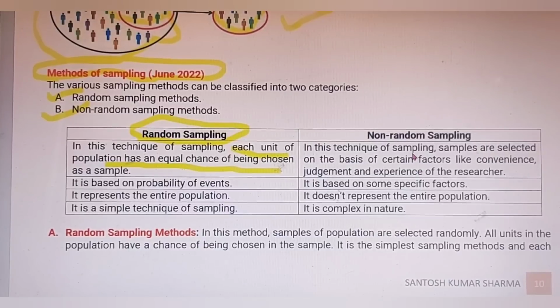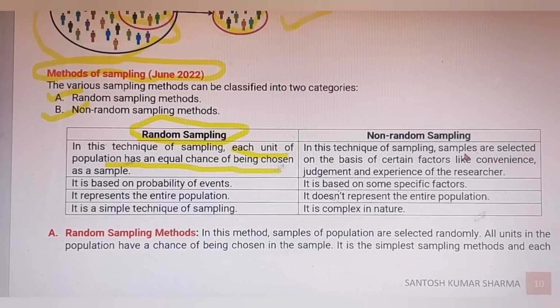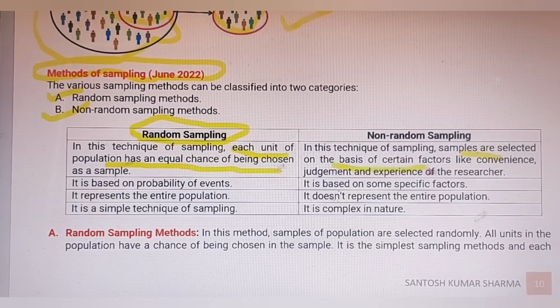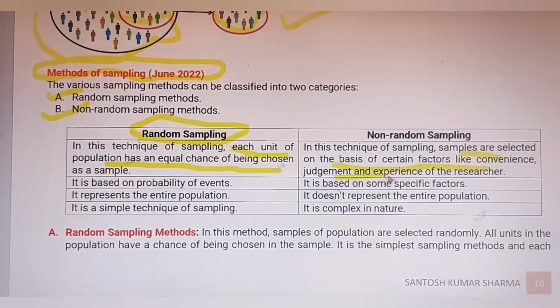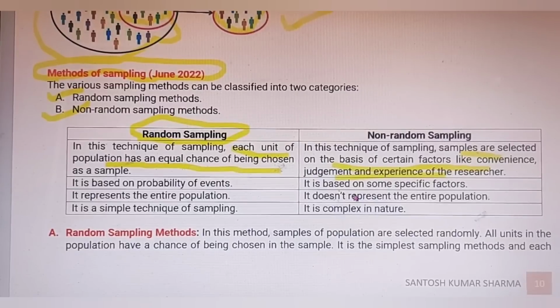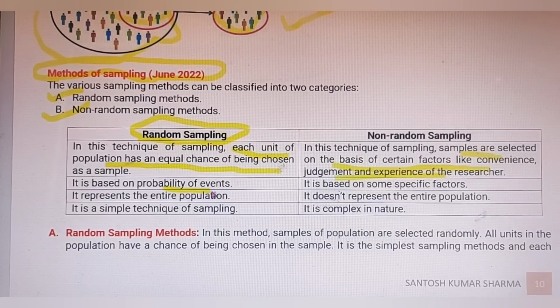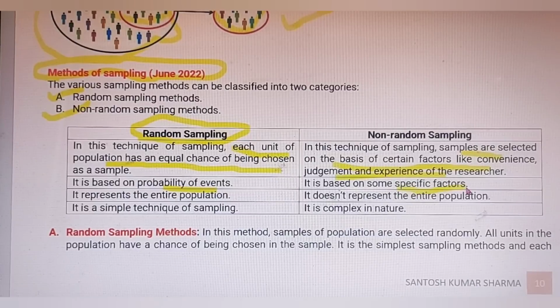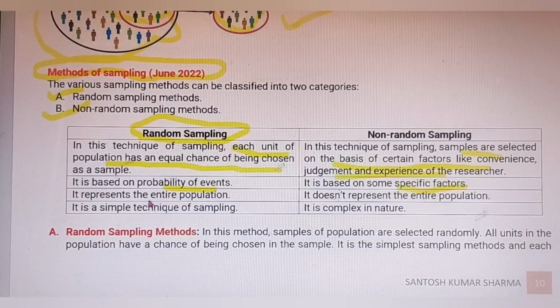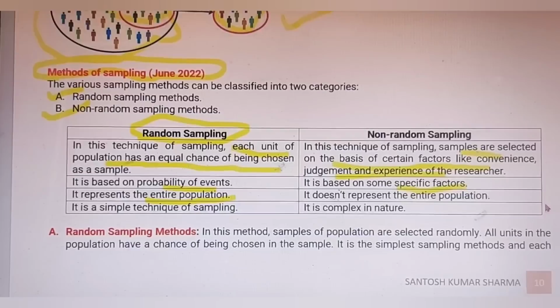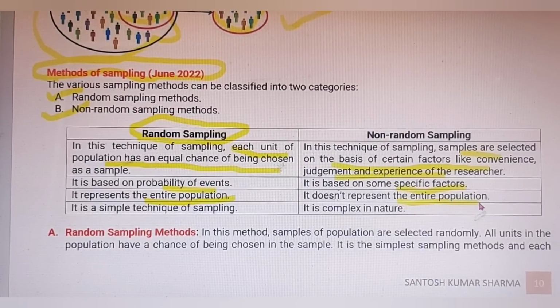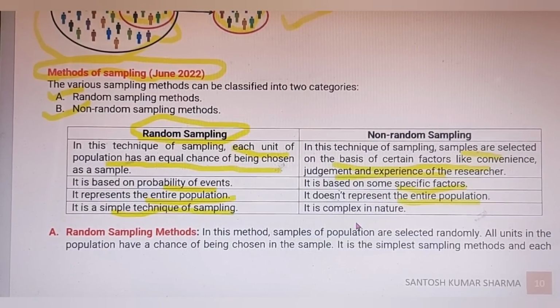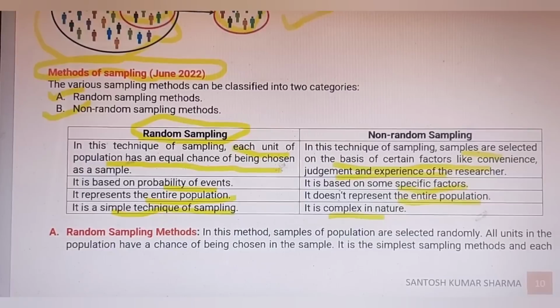In non-random sampling, the samples are selected on the basis of certain factors like convenience, judgment, and experience of the researcher. Random sampling is based on probability of events, while non-random sampling depends on some specific factors. Random sampling represents the entire population, but non-random sampling generally represents a part of the population. Random sampling is a very simple technique of sampling, whereas non-random is a very complex process of sampling.